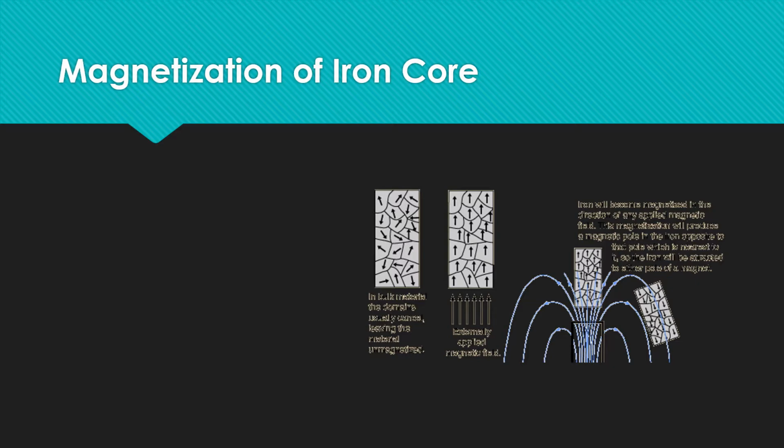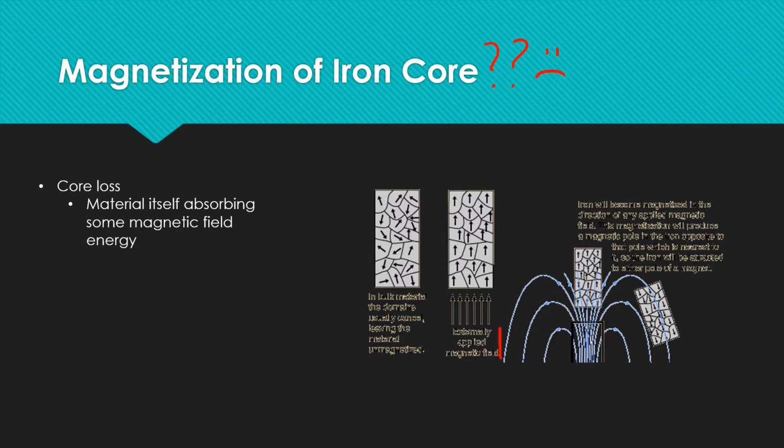Next, what is magnetization of iron core? The core loss usually refers to the material itself absorbing some of the magnetic field energy, as it is magnetized and demagnetized. Soft magnets such as iron are a lot easier to magnetize or demagnetize compared to hard magnets such as stainless steel.